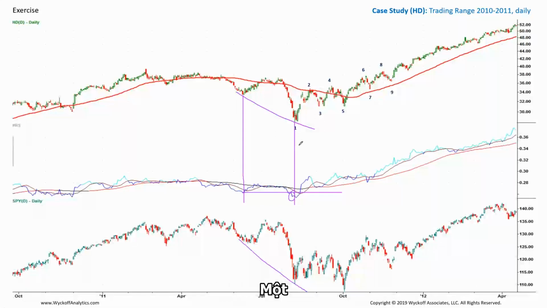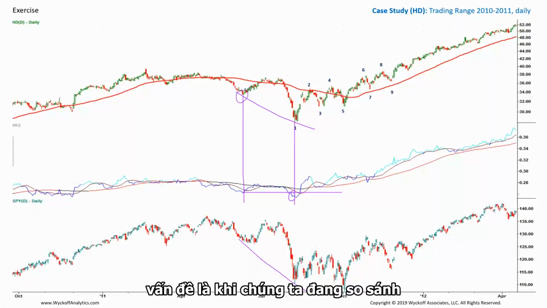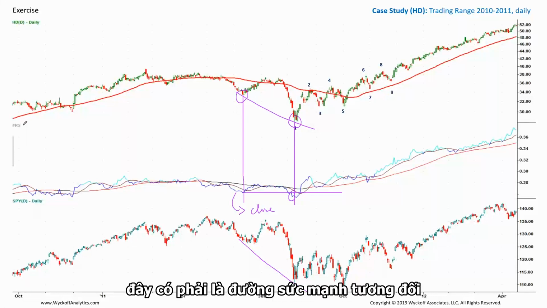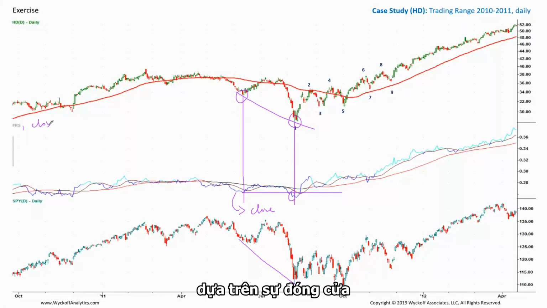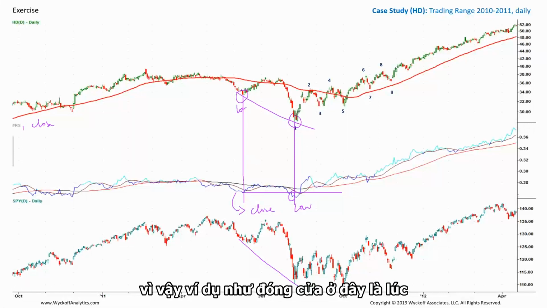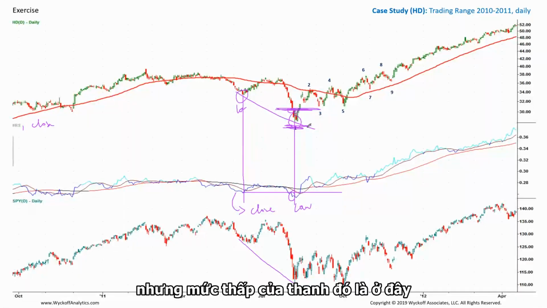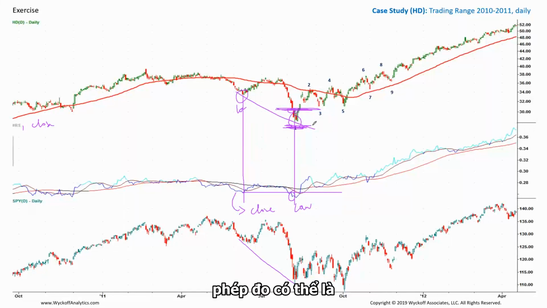There could be one. When we are comparing the low to the low, we cannot take the data point of the close. This is the relative strength line based on the close. What we should do when we compare the low to the low is to compare the actual data for the low to the actual data of the low as well. For instance, the close here is at this level on this bar, but the low of that bar is here. So you can see how different the measurement could be.